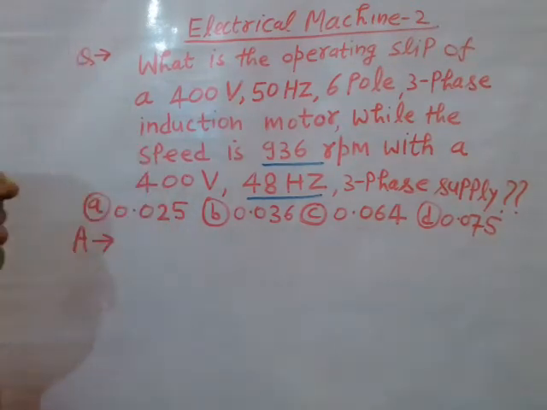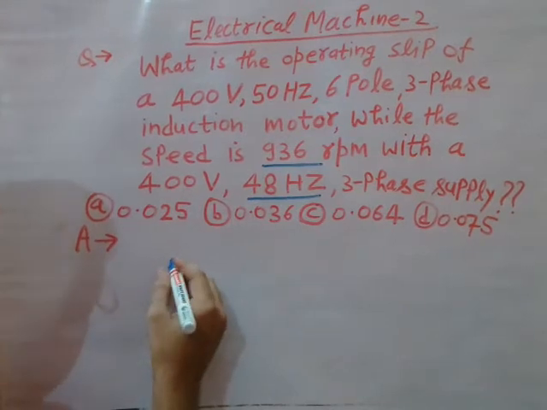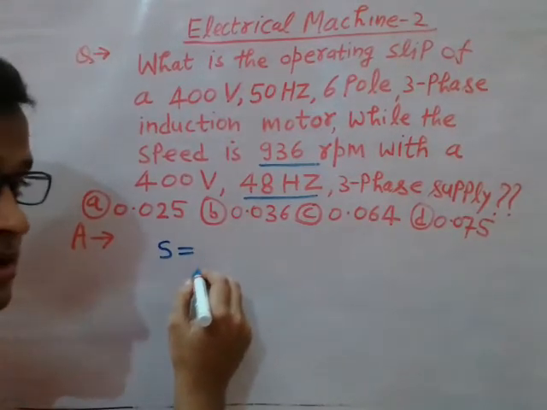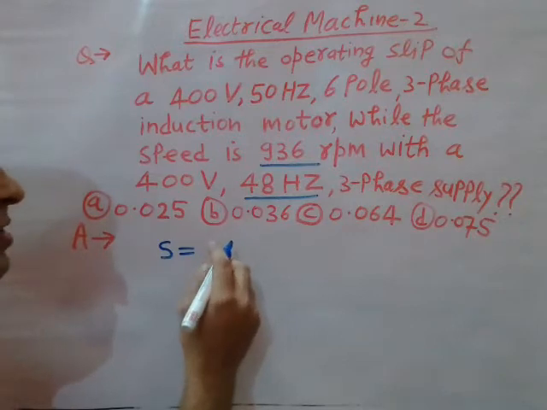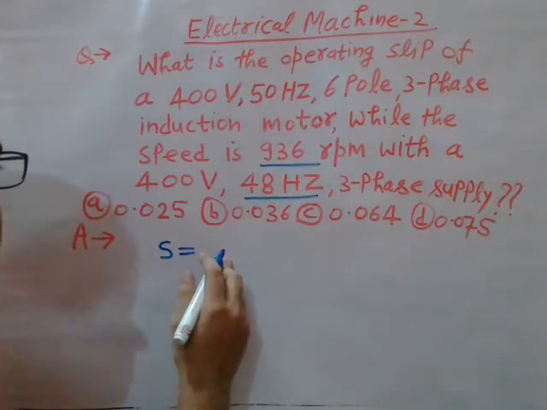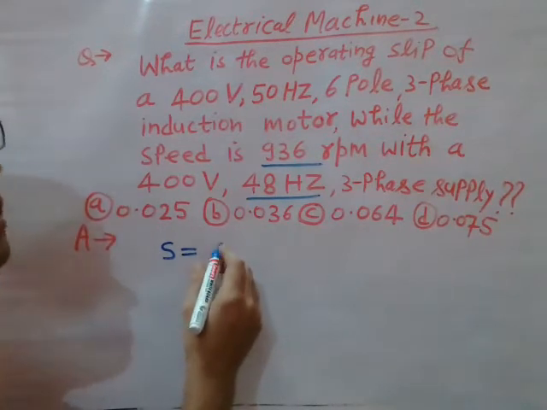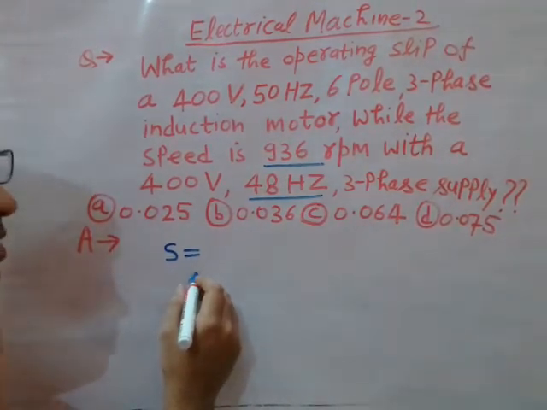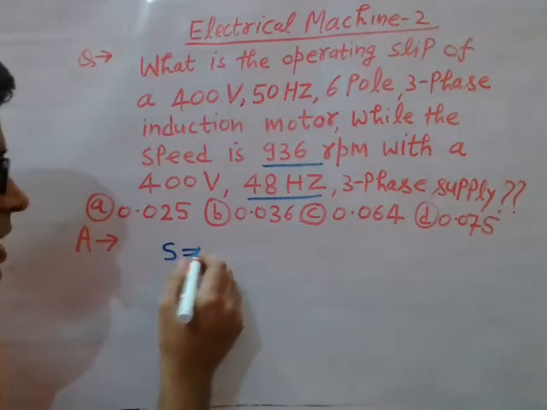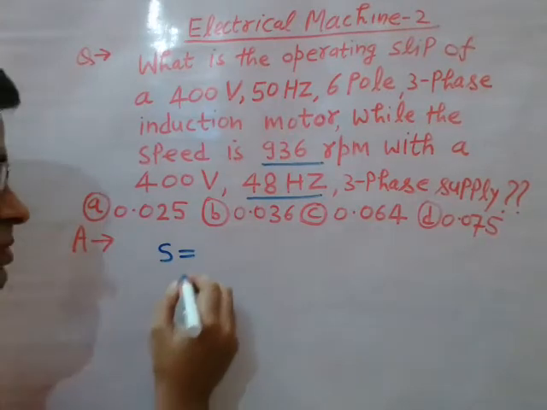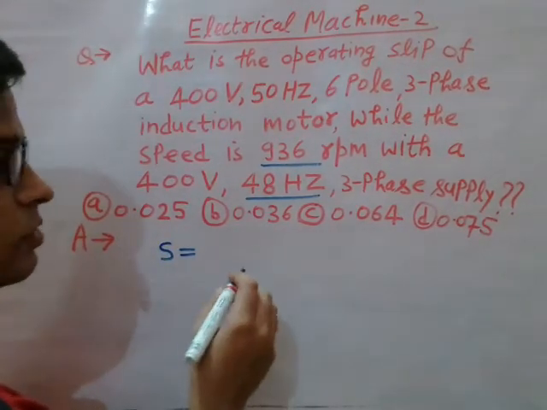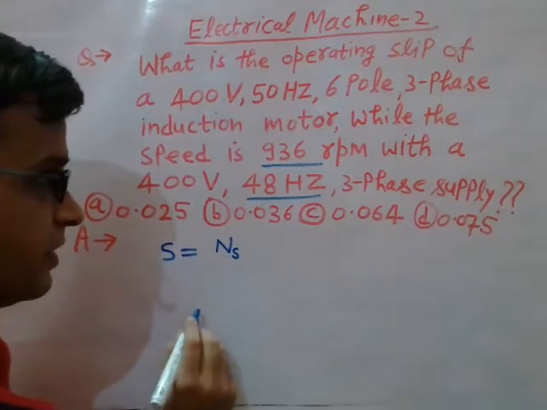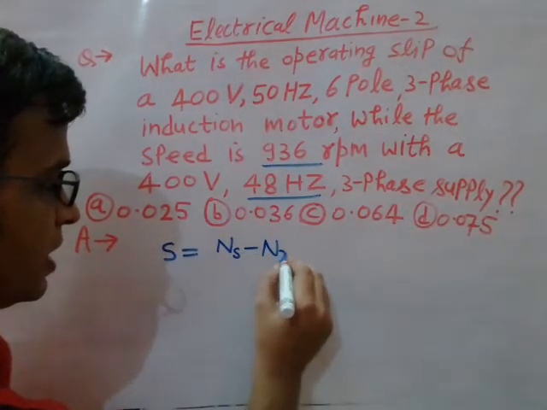So how to calculate this? The operating slip of an induction motor, S, is equal to the difference of two speeds. What are the two speeds? The rotating magnetic field speed and the rotor speed. So slip is the difference of the rotating magnetic field speed ns and the rotor speed nr.